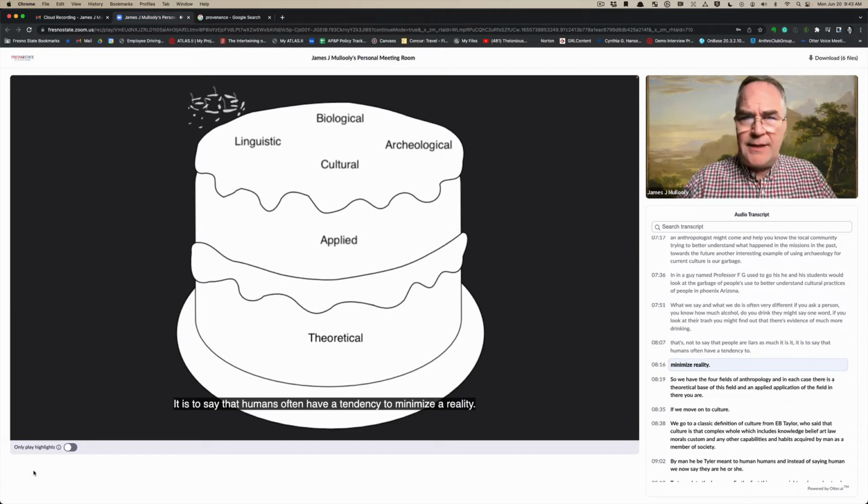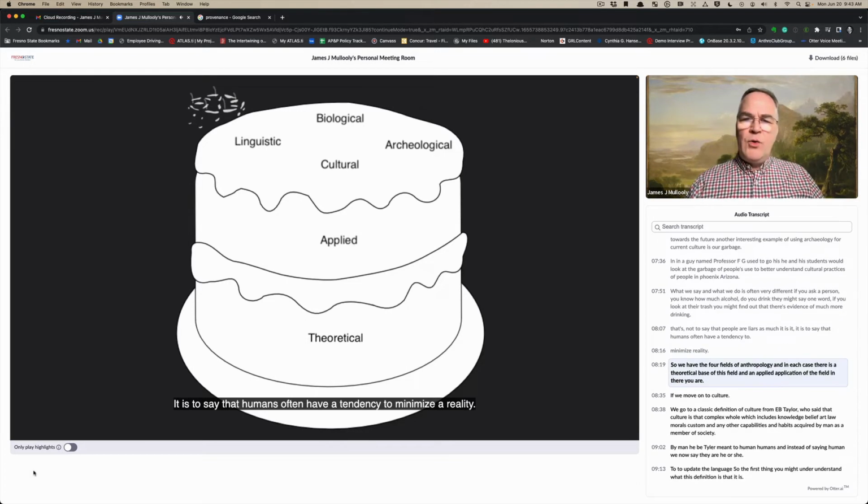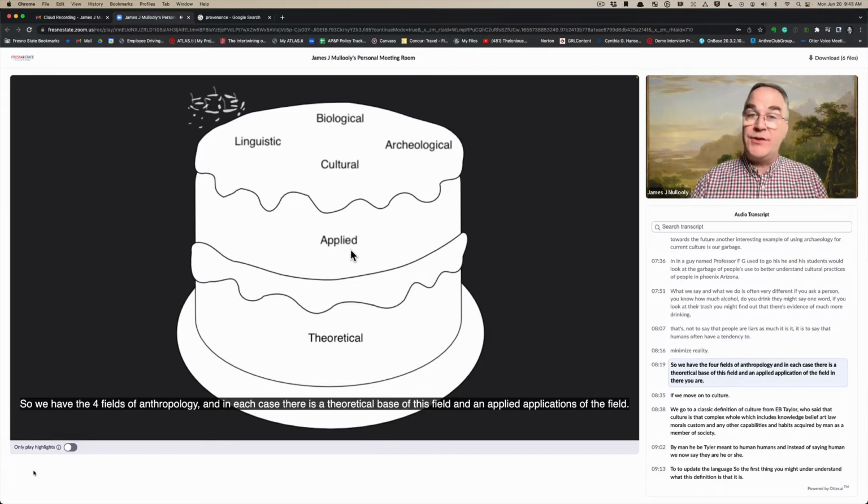minimize reality. So we have the four fields of anthropology, and in each case there is a theoretical base of this field and an applied application of the field.